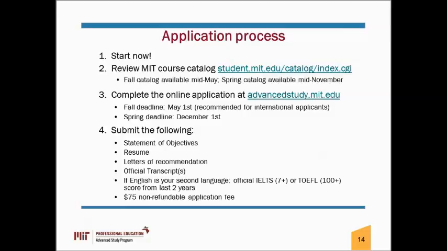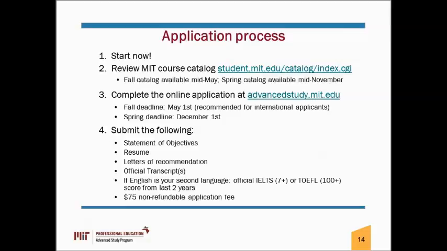The reason for that is we have about a 4-month window to process your application and get you a decision and for you to go through the visa application process. If you apply in the fall, from May 1st to the beginning of September is about 4 months. In the spring, it's much shorter, December 1st until the beginning of February. It's only 2 months. So we've had some trouble in the past with folks getting their visas in time for the spring. So if you have the option, we would encourage you as an international applicant to apply for the fall. You're welcome to apply for the spring as well. It just might be a bit of a tighter window there.